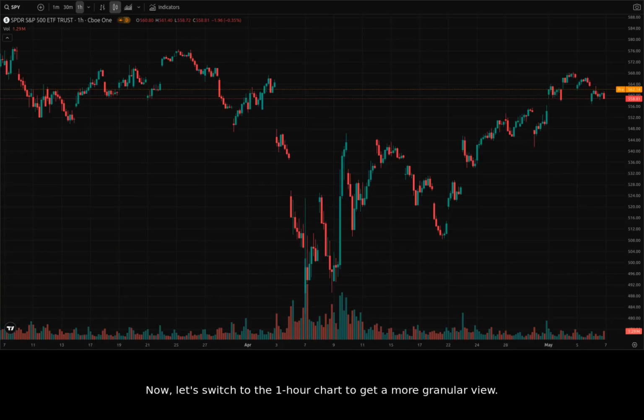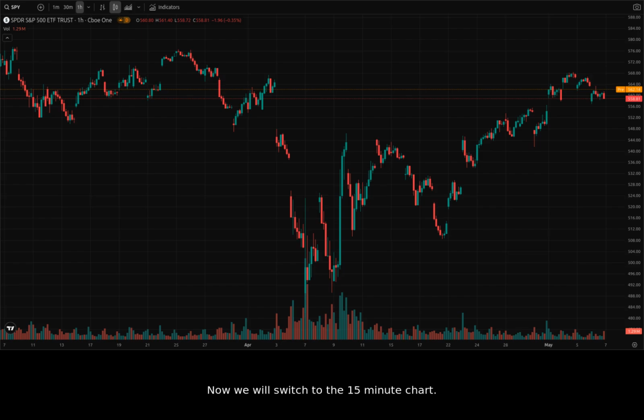Now, let's switch to the 1-hour chart to get a more granular view. The 1-hour chart will give us a closer look at the recent price action and intraday trends. On the hourly chart, we can see more detailed fluctuations. The recent price action has been choppy, indicating uncertainty in the market. Pay attention to the support around 557 and the resistance around 563 on this timeframe. These levels might act as key areas for potential reversals or breakouts.